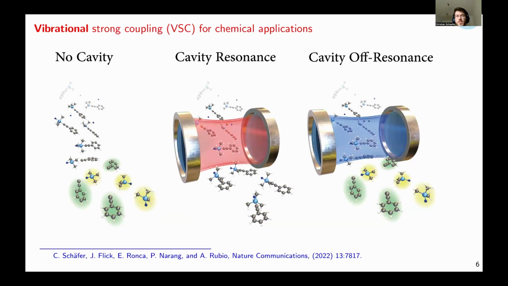I want to focus the talk a bit more on one special aspect that plays a role here, vibrational strong coupling.